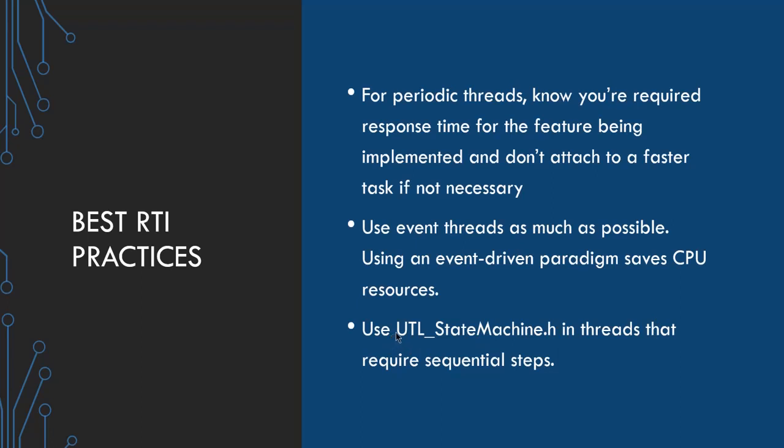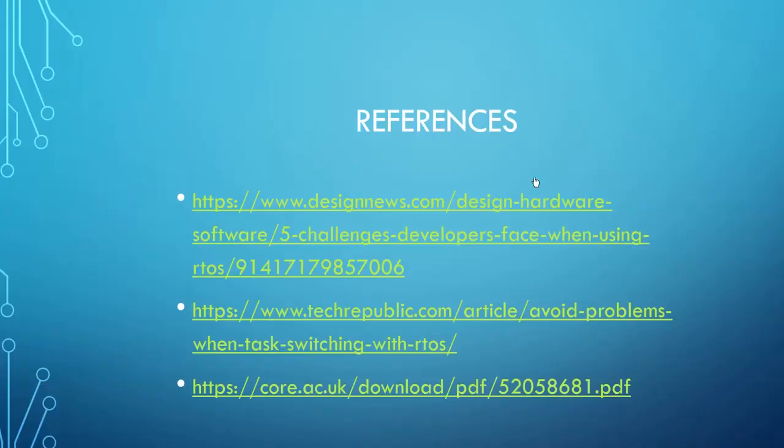And then don't forget about the util state machine.h. This is a slick way of setting up state machines or sequential processes that you may need when you're implementing threads. Okay, and the last thing on RTI or RTOS is I've put 3 links in here that are, I think, a pretty good read in terms of understanding how they work, the challenges that you'll face, and how to avoid those pitfalls.